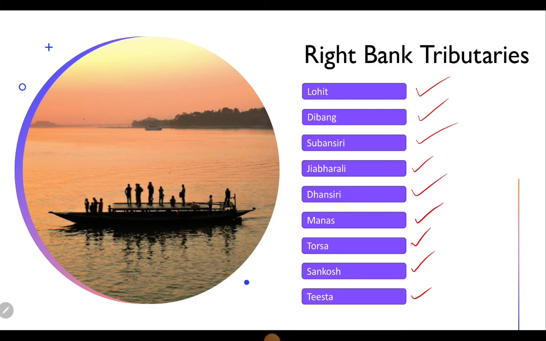Now let's just review it. Lohit, Dibang, Subhansiri, Jiabharali, Dhansiri, Manas, Torsa, Sankosh and Tista. These are the right bank tributaries. The left bank tributaries are left, so don't forget them.